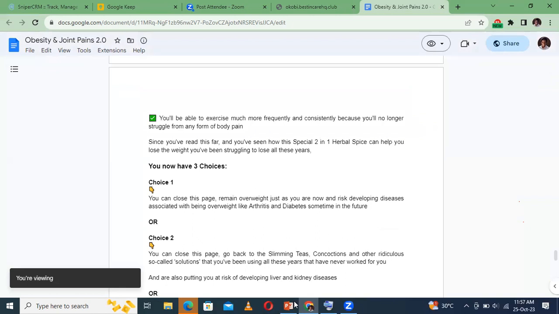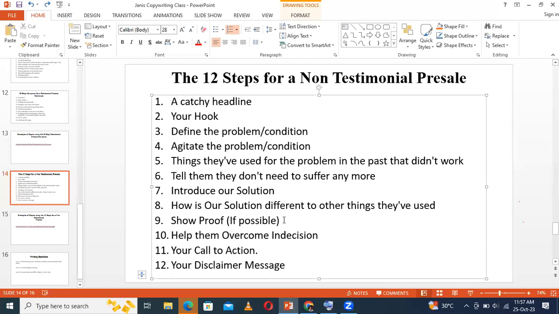Yeah, guys, what number are we now? So we are here. Since you've read this far and you've seen how this special 2-in-1 herbal spice can help you lose the weight you've been struggling to lose all these years, you now have 3 choices. Okay, so I skipped this part. This one is show proof if possible. If you have testimonials or can formulate testimonials of people the solution you introduced has worked for, fine, do that. But it's not really compulsory. You can if you want to.